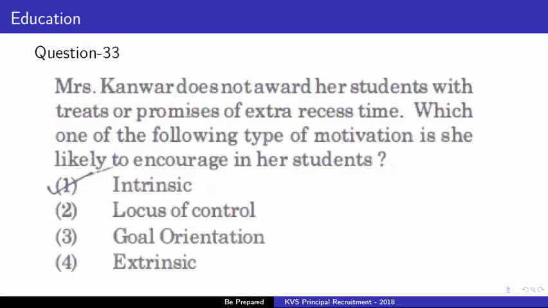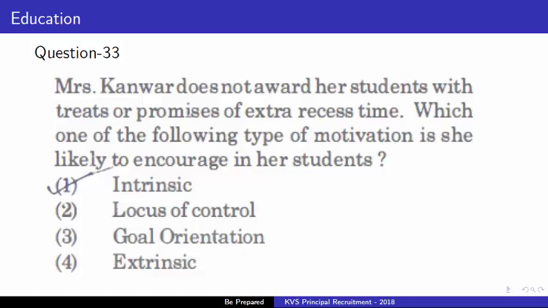Next question is, Mr. Kanwar does not award her students with treats or promises of extra recess time. Which one of the following type of motivation is she likely to encourage in her students? Options are number 1, intrinsic motivation, second option is locus of control, third option is goal orientation, and the last option is extrinsic motivation.